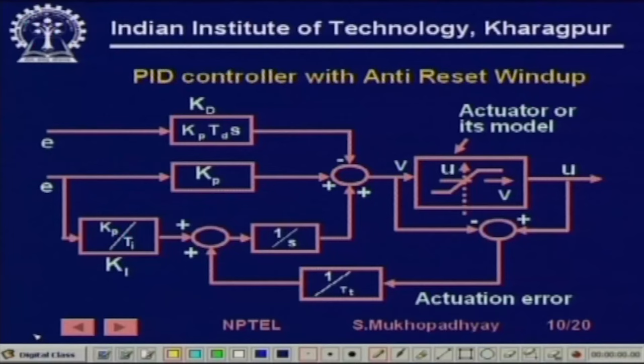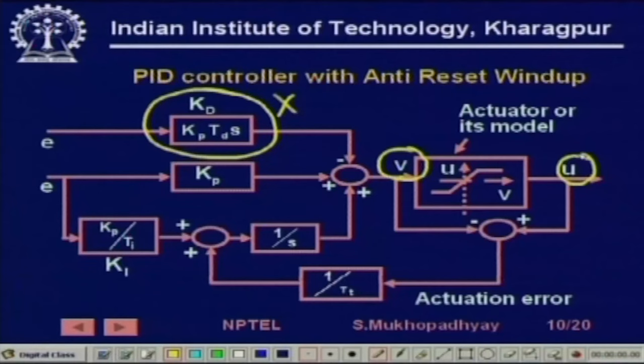We have the usual PD, the derivative term, which you can ignore for the time being, it is not concerned. So we have a proportional term which is coming. We also have a derivative term which is coming, which we did not consider in this slide. So what is happening here is that suppose this is the actuator, right. So the actuator has a saturation characteristic. So even if this is the controller output and this is the plant input, in between sits the actuator.